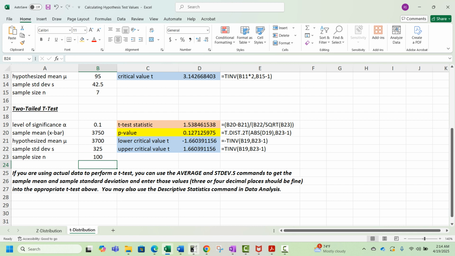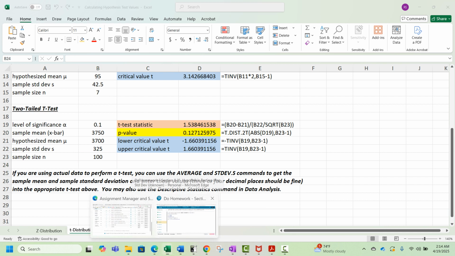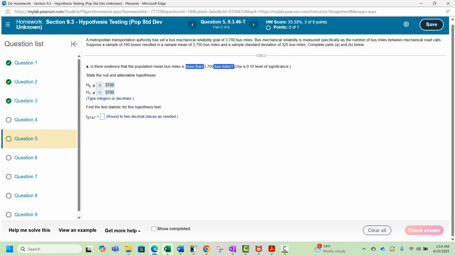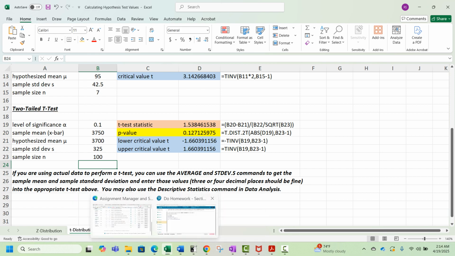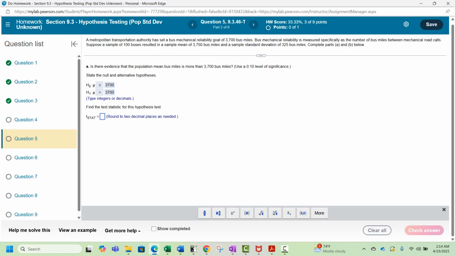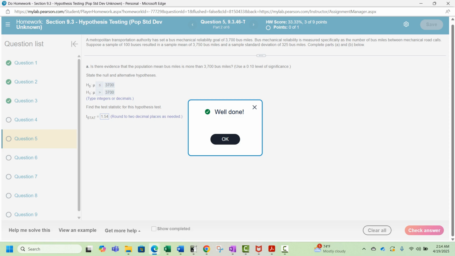And the test statistic, I didn't bother, I always forget to look at two decimal places. I forget to check before I go away, but it's no big deal. So I'm going to go with 1.54. Got it?